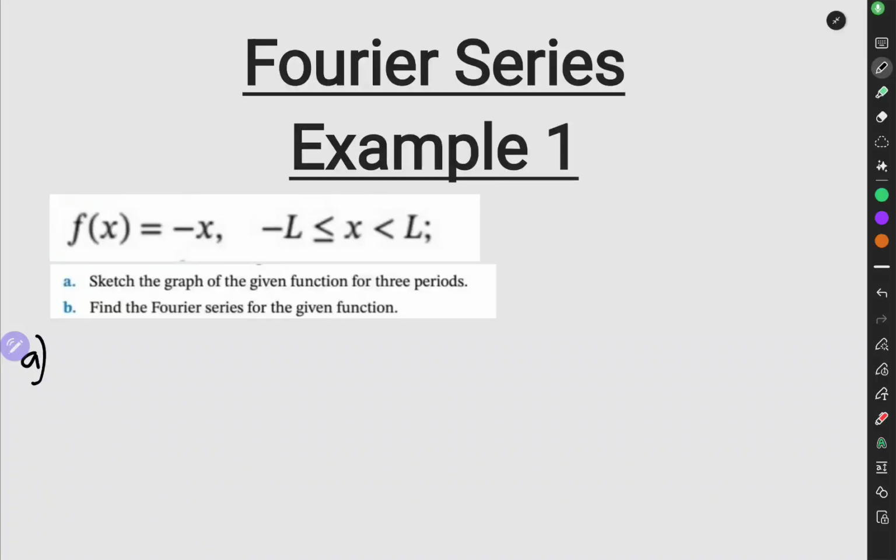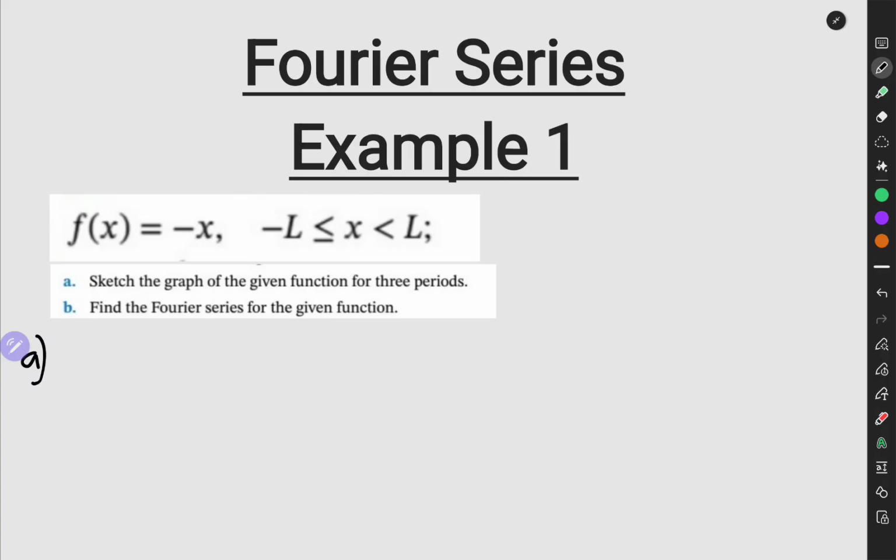Welcome back, and today we're looking at our first example of doing a Fourier series. So we're starting off with a pretty simple example. We looked at this same function in the even-odd function video. So step A wants us to sketch the graph of the given function for 3 periods.